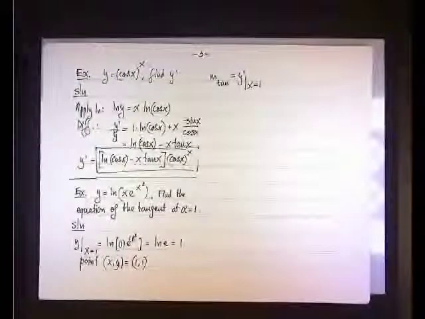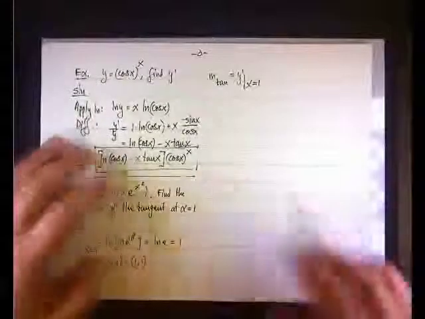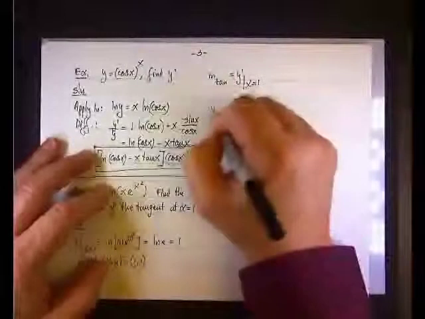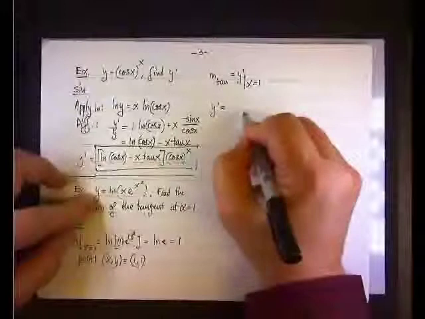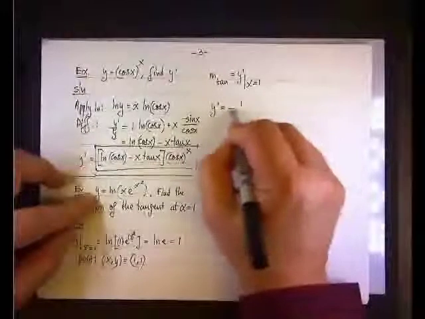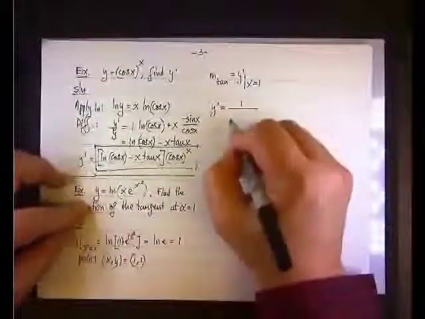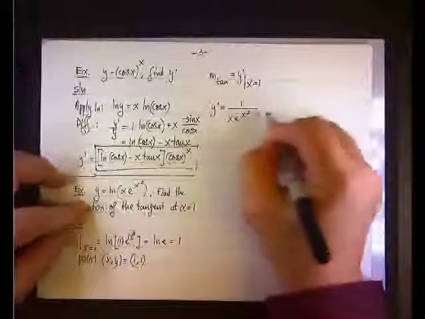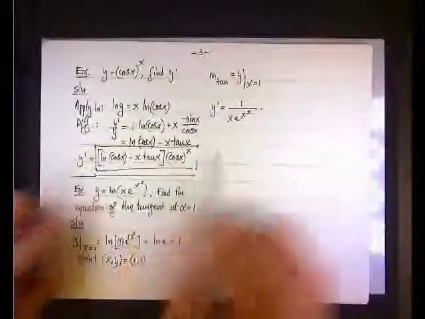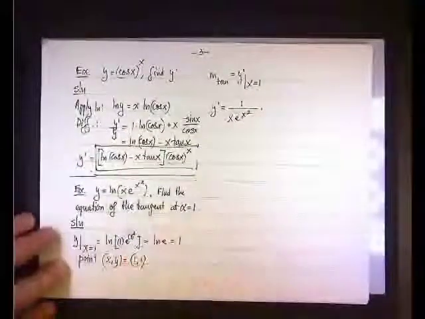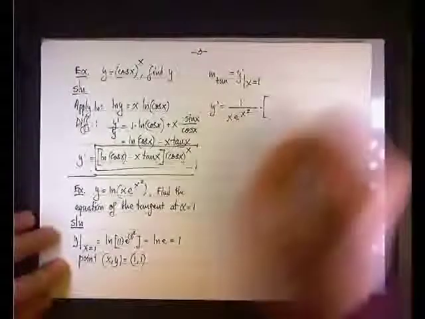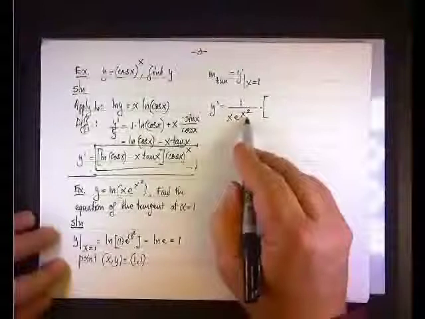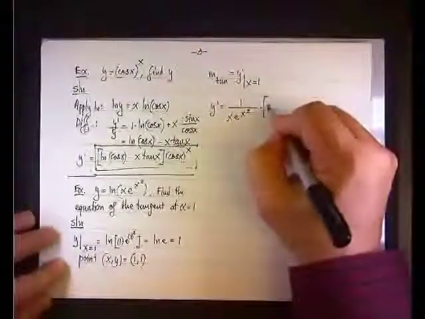Okay, so we need to go through this motion, and let's see, y prime. The first chain rule is the outside function, the natural log. So we have 1 over the argument. The argument is x e to the x squared. And now we need to multiply by the derivative of x e to the x squared. Okay, so here's the product rule. X times e to the x squared. The derivative of x is 1.